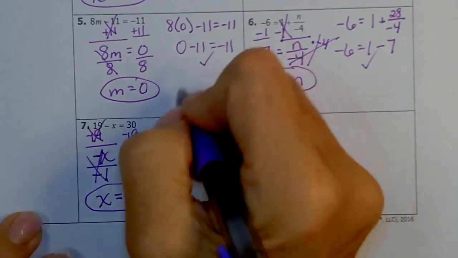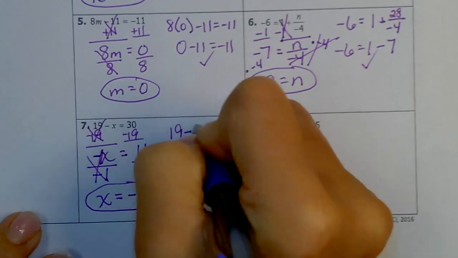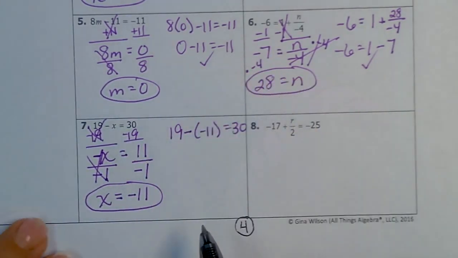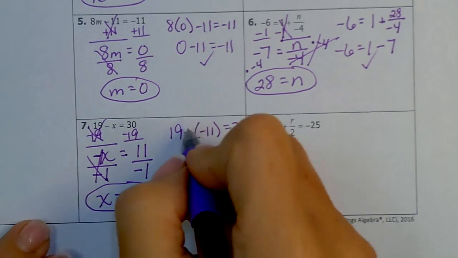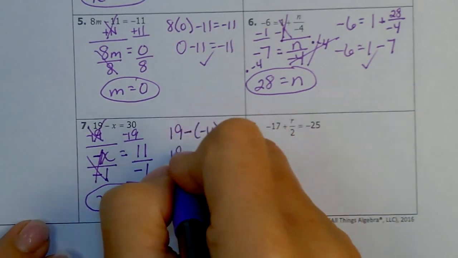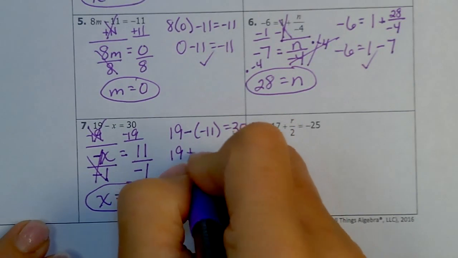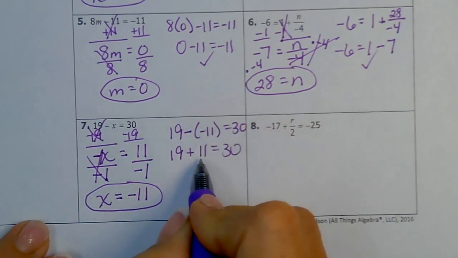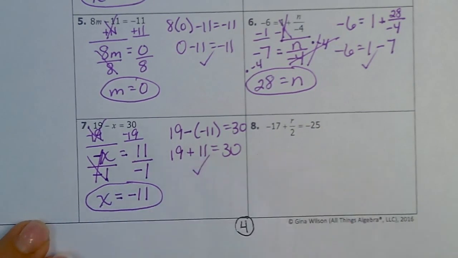Okay, time to check. 19 minus -11 equals 30. So I know that if I multiply a negative times a negative, it turns into a positive. And 19 plus 11 is 30.